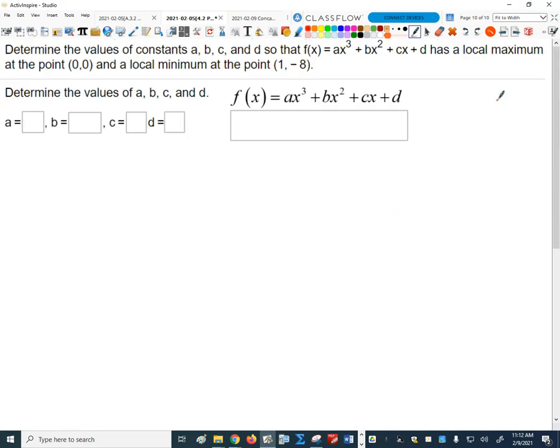Okay, last one. How about this? Determine the values of the constants a, b, c, and d in this polynomial function. Okay, here's what we're told. It has a local maximum at the point (0, 0), and a local minimum at the point (1, -8). I want you to come up with the values of a, b, c, and d. Okay?